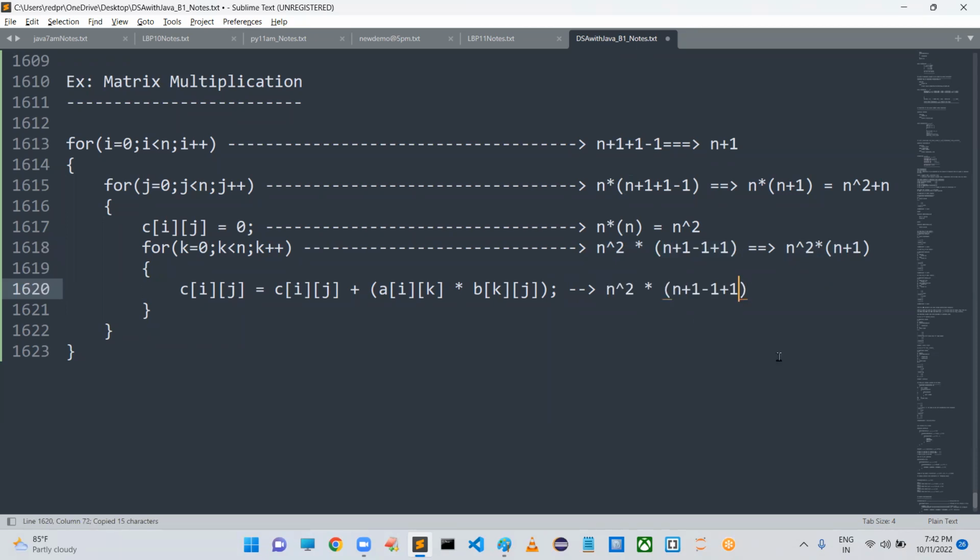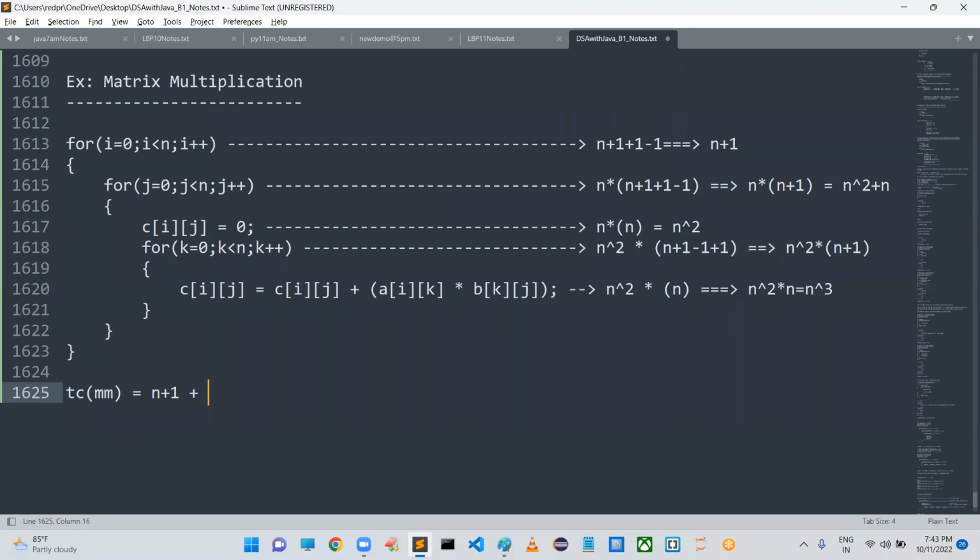But what advantage are we going to get? Just one value is going to be reduced. So that means n square into n square into n, which will become n cube, right? So this is what we have. The total time complexity of matrix multiplication will become n plus 1 for the first loop, plus n square plus 1, plus n square plus n for the second for loop. Okay, n square for the third for loop, I mean that statement.